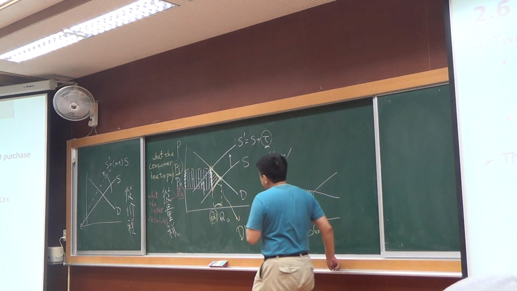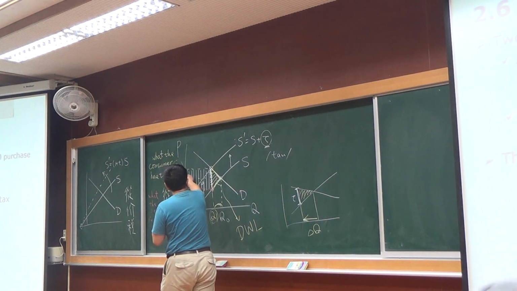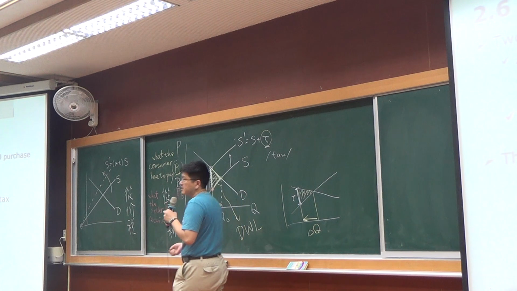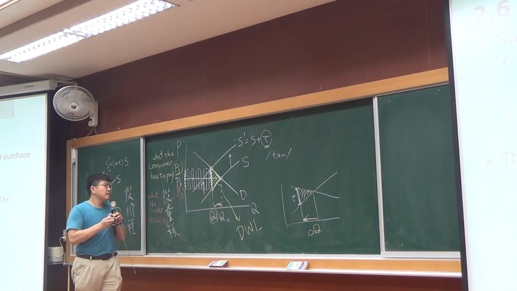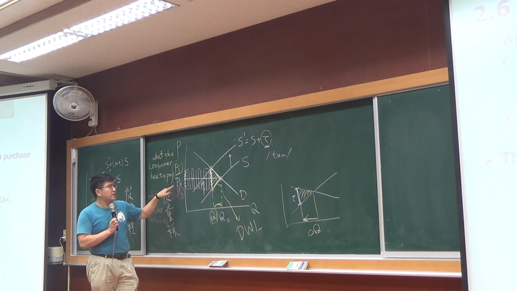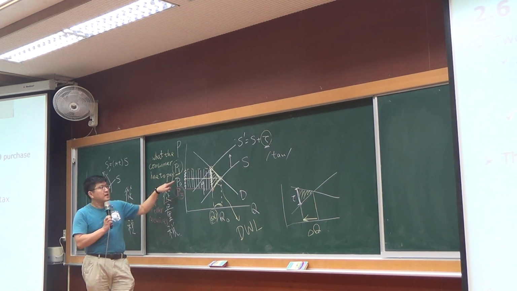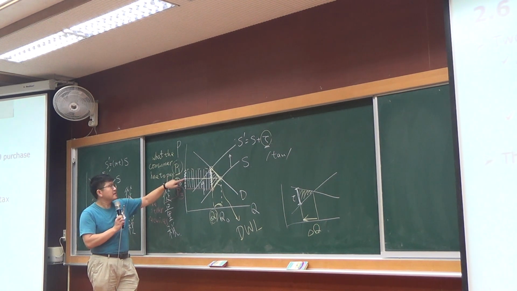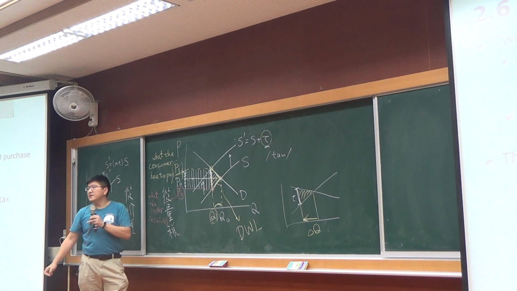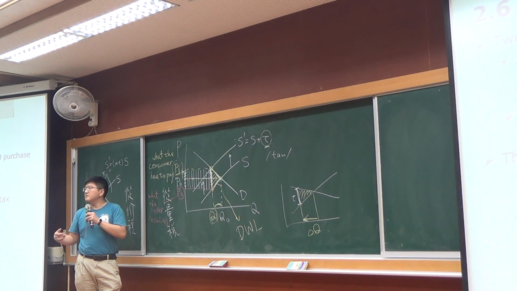And the other issue is about this: this is the original price without taxation, without this tax. Initially, buyers and sellers transact at price P0. Now the consumer has to pay P1, which means the consumers pay a little bit higher, right?